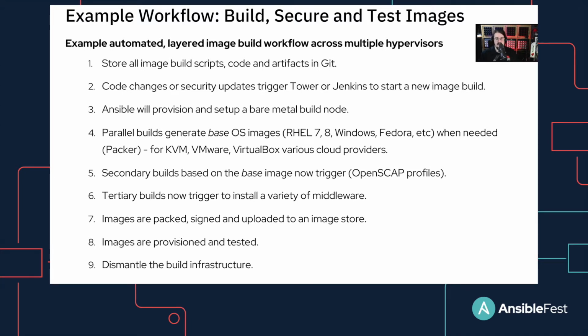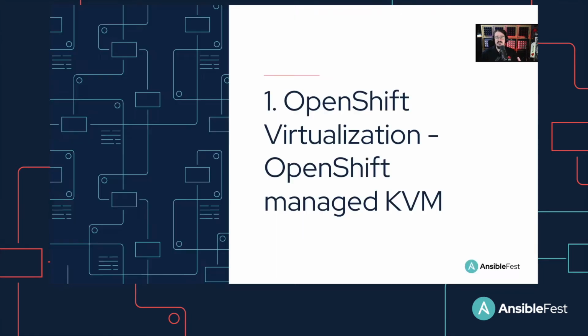And then another build step may trigger for different images to install things such as middleware. So maybe I want to have a Python image or a WebSphere image. Well, that's going to also be triggered through Ansible as well. Last steps are to package the image, sign it, and upload it to an image store. And then you're going to want to test it, right? You don't want to push an image to production unless you've done at least some automated testing and possibly some manual testing on it. And then you want to dismantle your build infrastructure and clean up a bit.